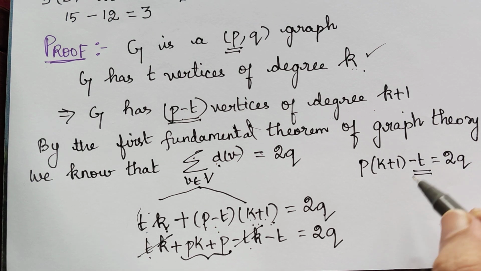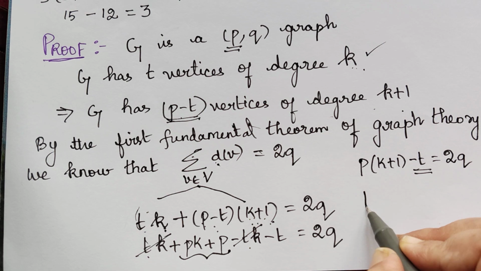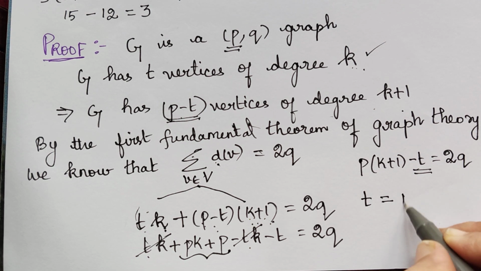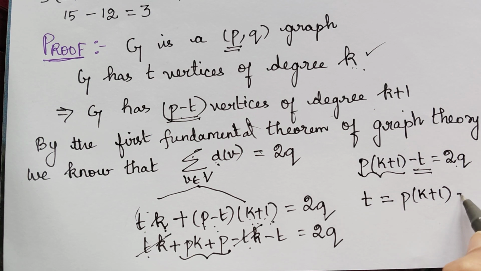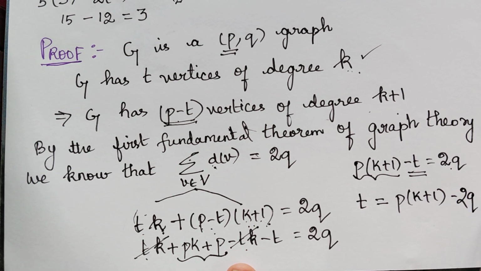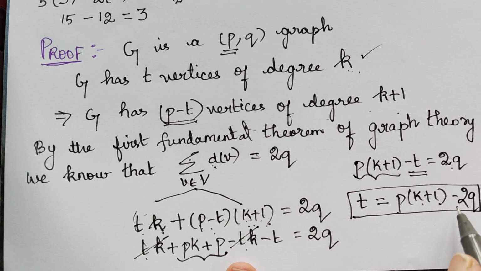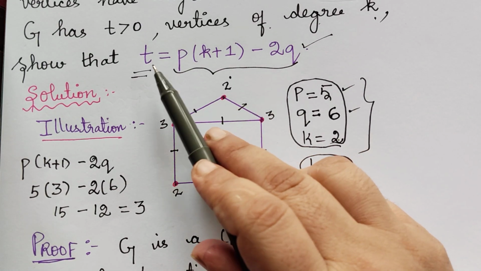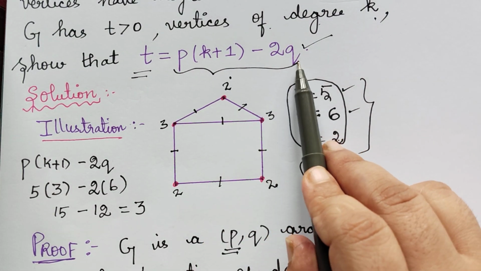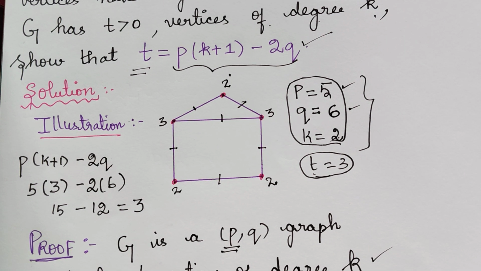Taking this minus t to the other side and bringing this 2q to the other side, t will be equal to p into (k plus 1) minus 2q. So therefore we have proved that t is equal to p multiplied with (k plus 1) minus 2q, which is the required result that we have to prove. Hence we have proved this problem. For more problems under this topic, kindly follow the upcoming video lectures. Thank you.